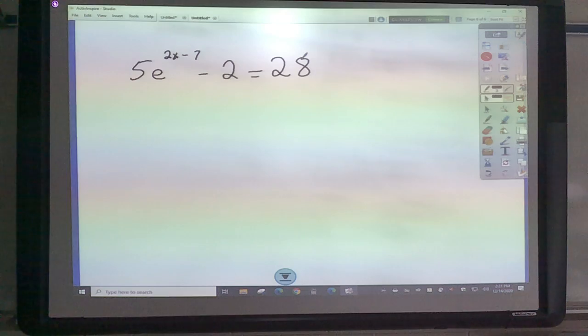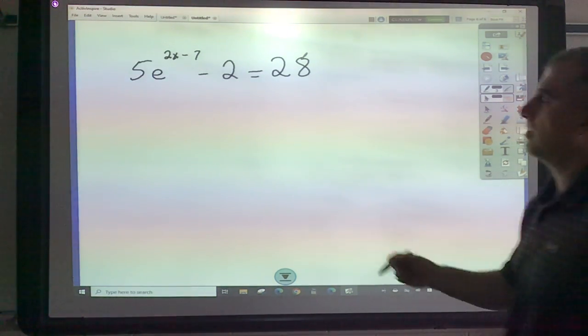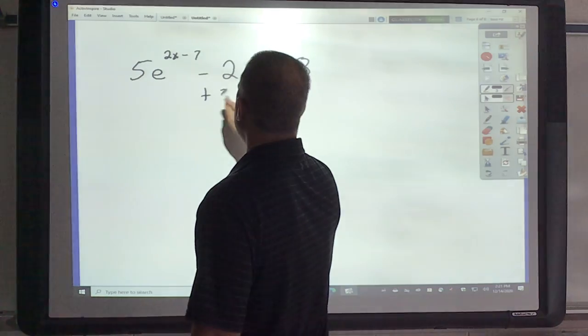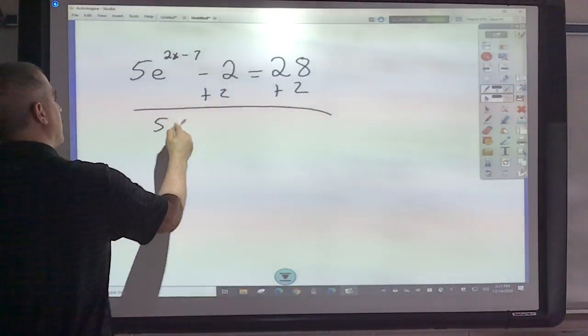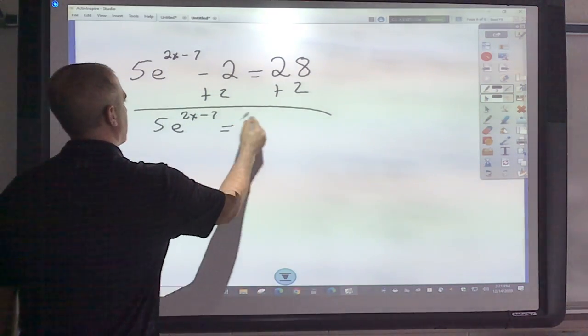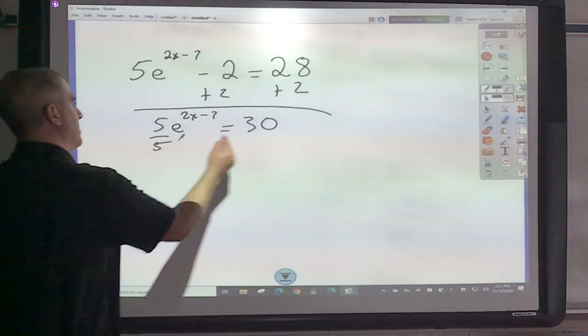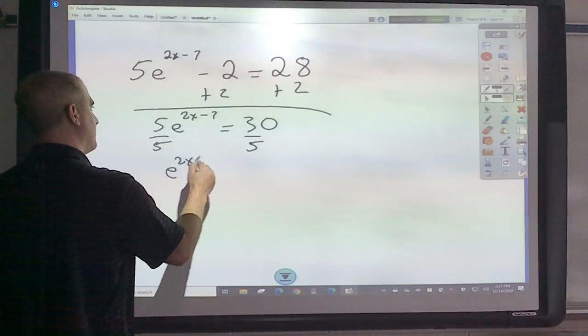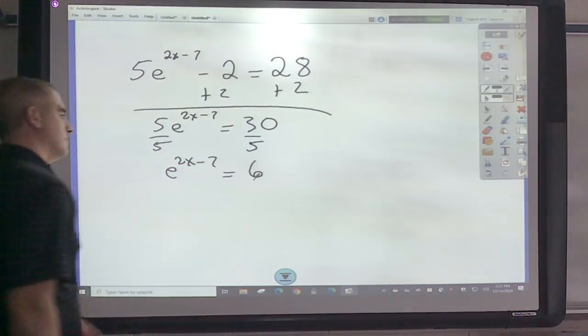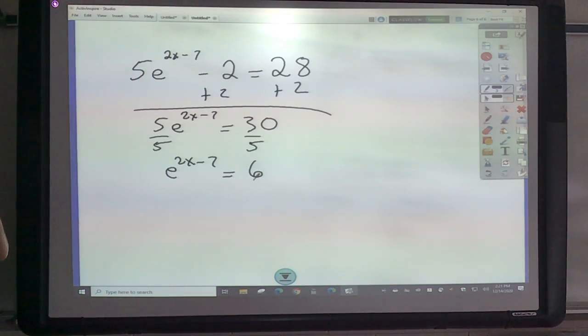All right. So this is a base e problem. So what I want to do is solve simply by adding 2 and adding 2. I want to get this e by itself. That's 30. I want to get rid of this by dividing by 5. So that's going to be e to the 2x minus 7 equals 6. Okay, all right.